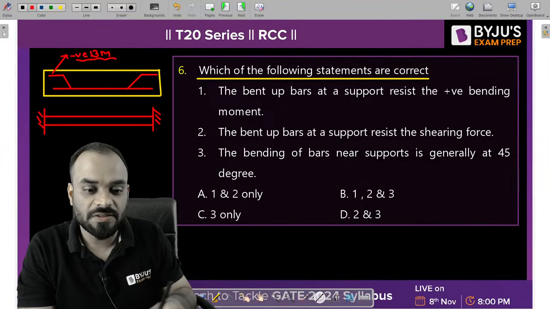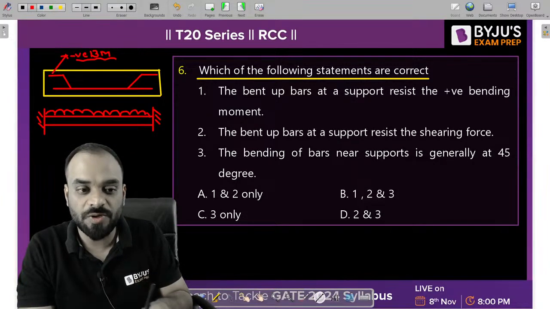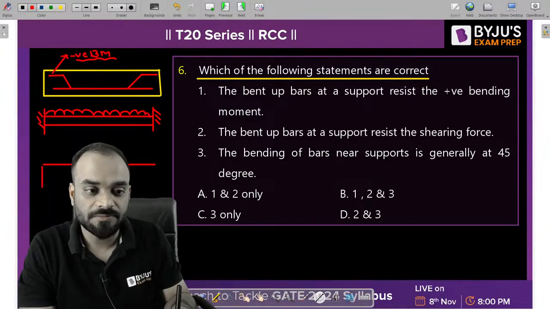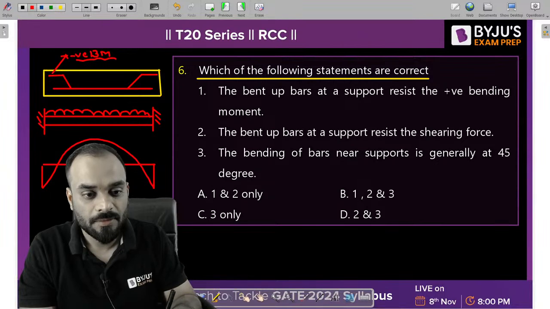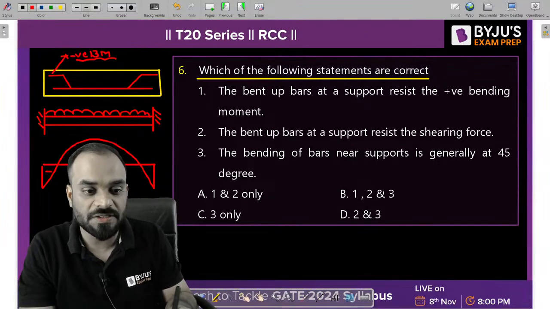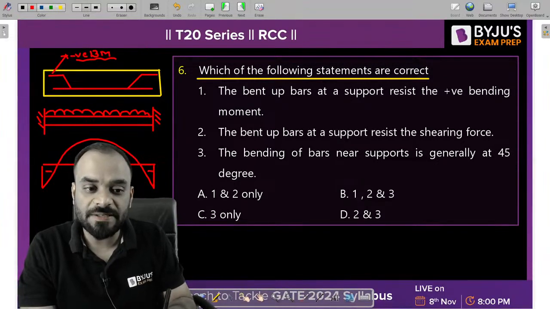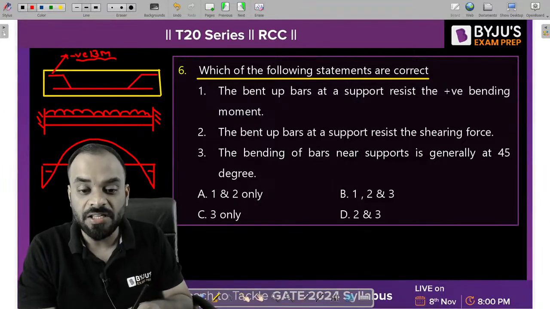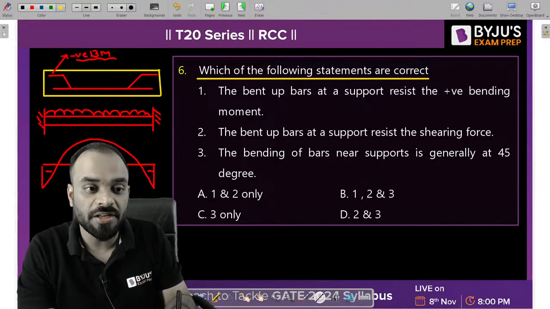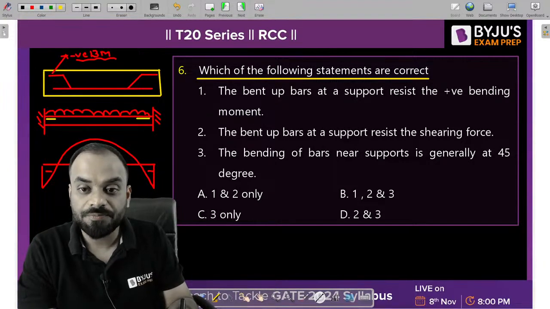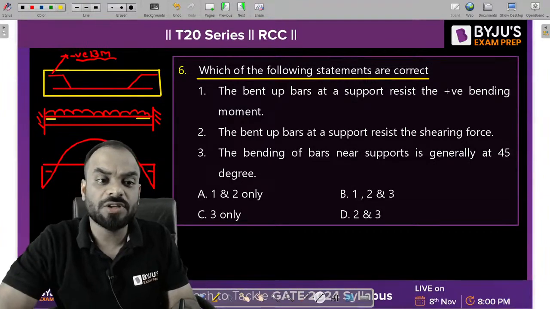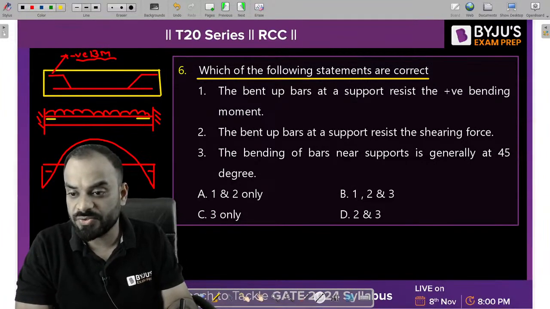Now you can see here, guys, if you put any kind of UDL on the entire span, the BMD of this particular structure will be like this. So this is positive bending moment, this is negative, this is negative. If it is negative bending moment, then definitely the tension reinforcement should be required near the top fiber. That's why whatever bent up bar you are using at the support, it will try to resist some negative bending moment in this particular zone, right?